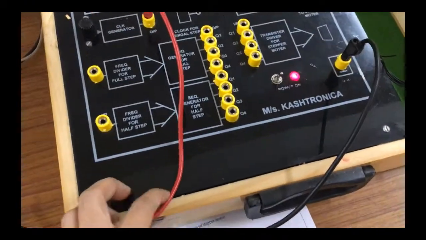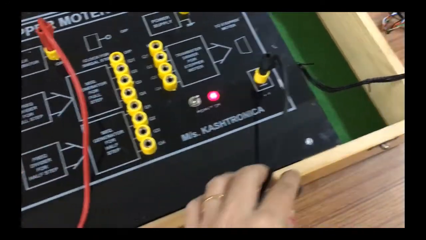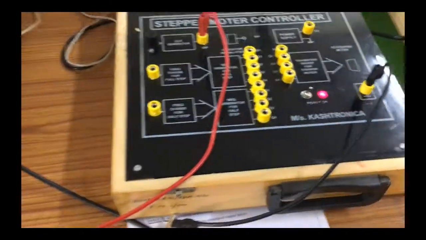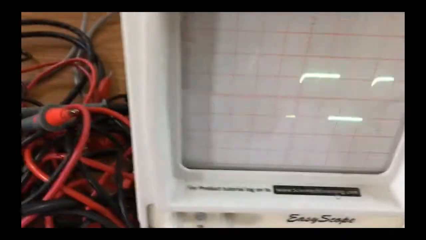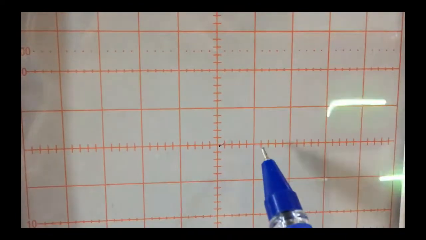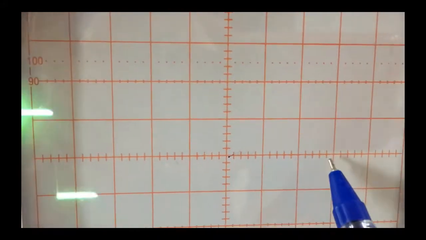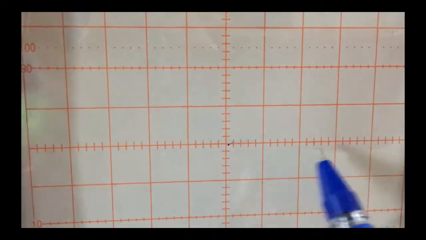Here the positive probe of the CRO is connected to the clock generator output, and the other point is given to the ground. So here you can see how the CRO is connected. Here we are giving the square wave. So what we have to calculate? Minimum pot position. Time period we have to calculate, means we have to check the number of horizontal divisions. 1, 2, complete 3 divisions I am getting for the time period. 3 divisions. Horizontal divisions are related with the time measurement.